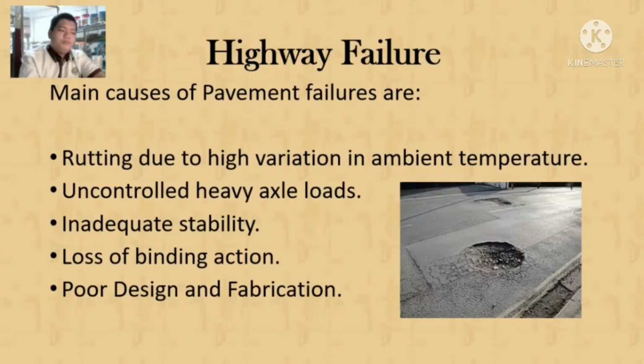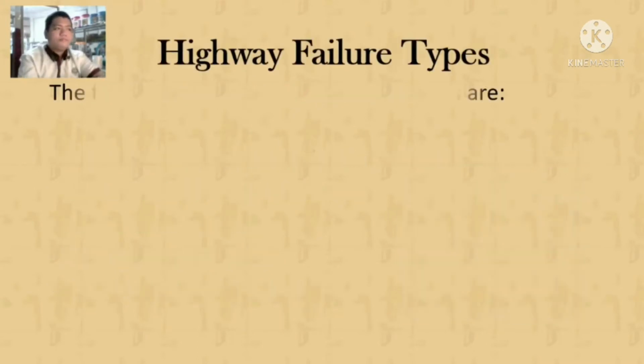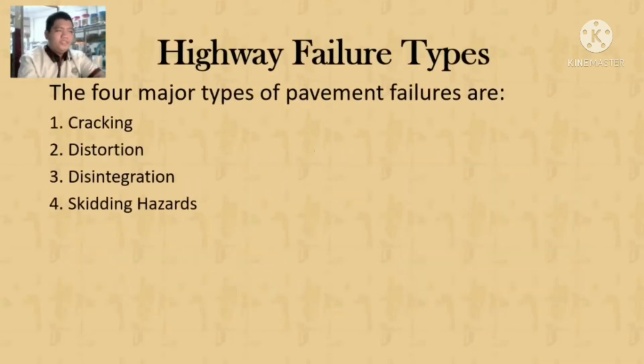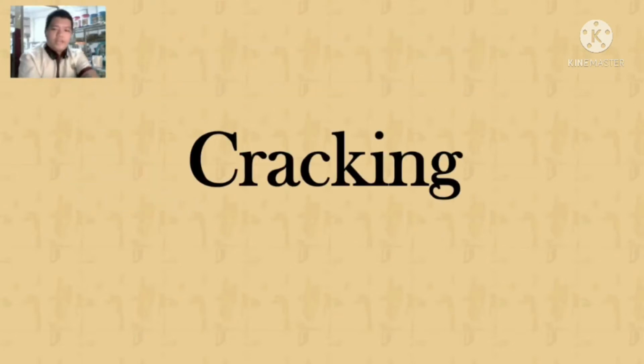Poor design and fabrication. If the design of the pavement or the road is not good, or they use substandard materials and aggregates to make the road, it will cause damage or failures to the pavement. There are four major types of pavement failures. Those are cracking, distortion, disintegration, and skidding hazards. Let's go to cracking.